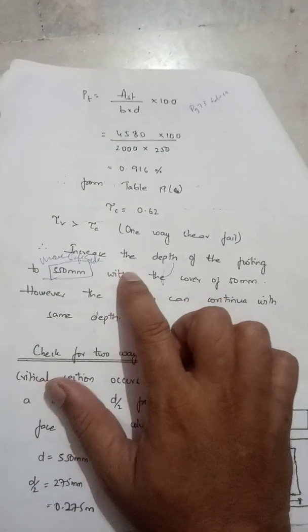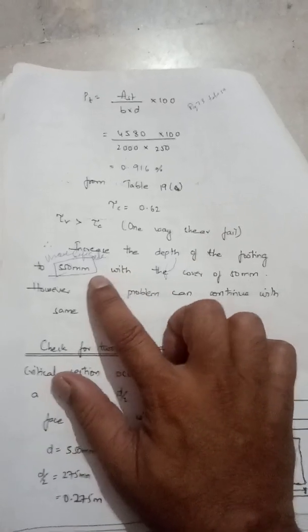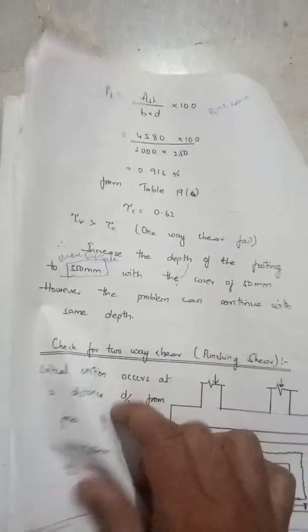So what I suggest is, you just increase the depth at that place only, where you calculated the depth of the footing.